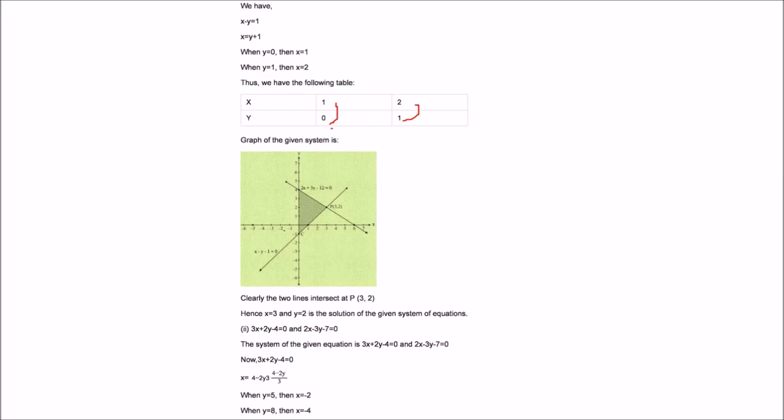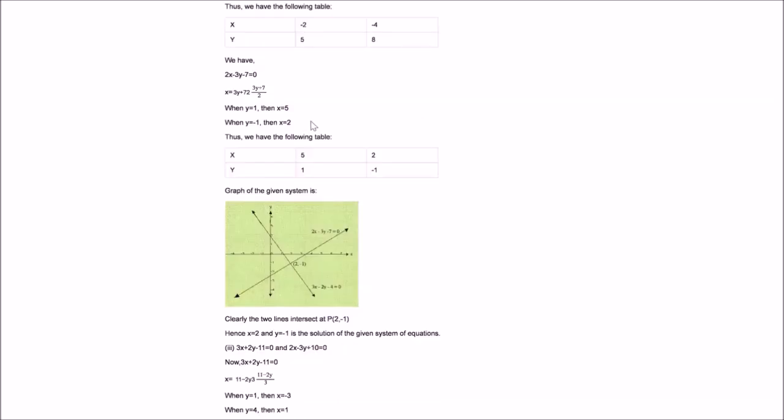Now this is your x-axis, this is your one line, this is your second line. So this is the region you are talking about, the area bounded by these two lines and the x-axis. So I hope you'll be able to do the other ones also.